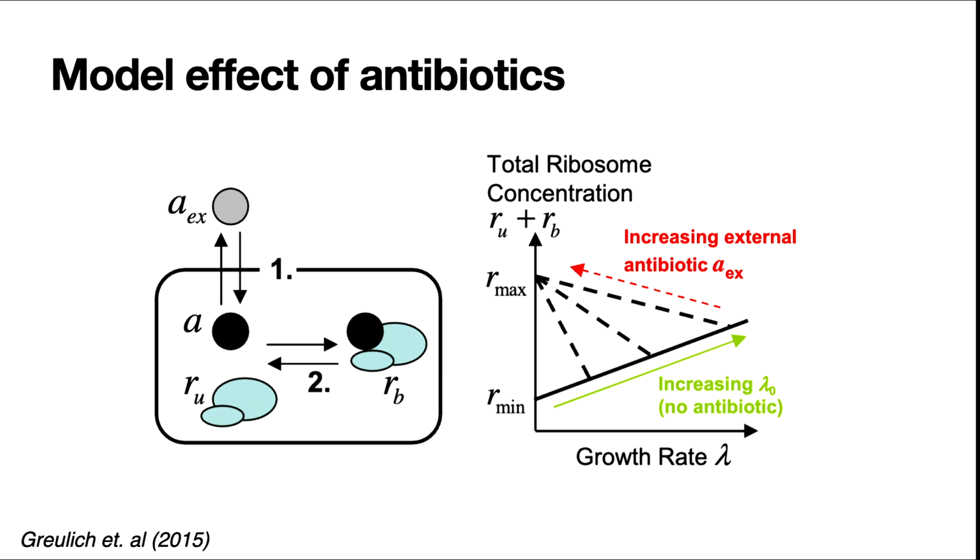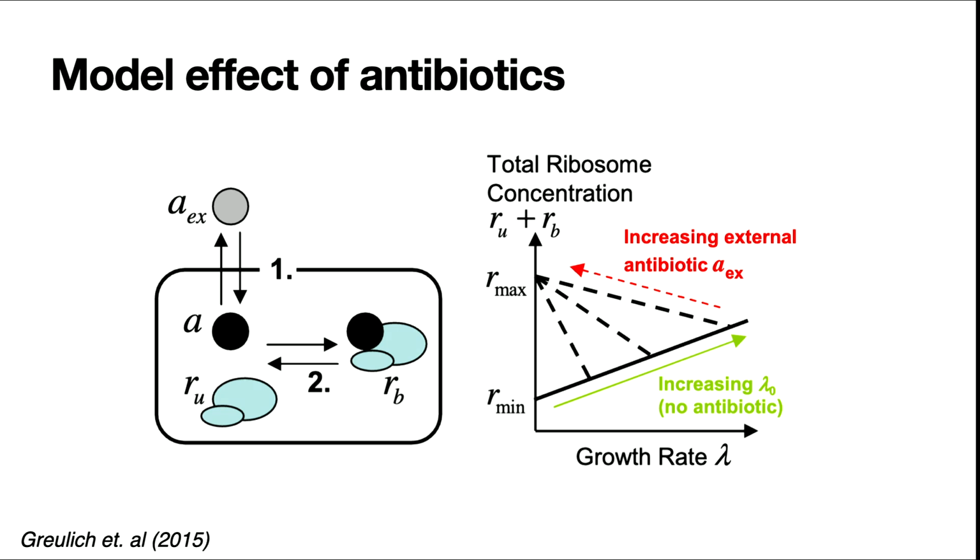Excuse me, inside a cell, you mean inside a bacteria, yes? Yes, inside a cell. So you see here the scheme. You have A, unbound ribosomes, bound ribosomes, and the concentration outside. And you will have some influx and outflux.